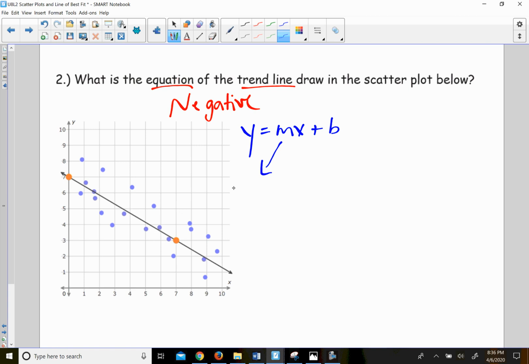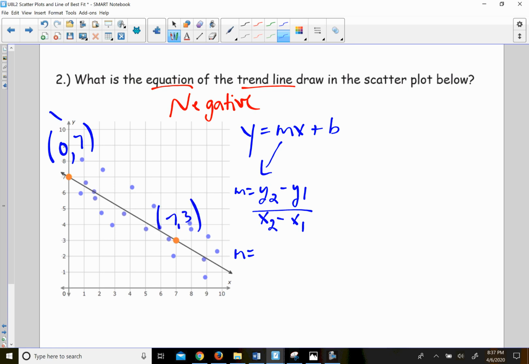So to find the slope, we're going to take y2 minus y1 over x2 minus x1. So this line is a good line of best fit because it's right in the middle, some points scattered below it, some scattered above it. I'm going to use these 2 orange points as the points to find the slope. So this first point is 0, 7. The second point is 7, 3. So every point is an x followed by a y. This one was first. This one is second.